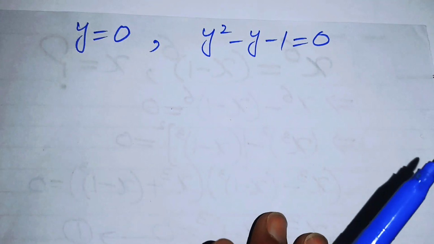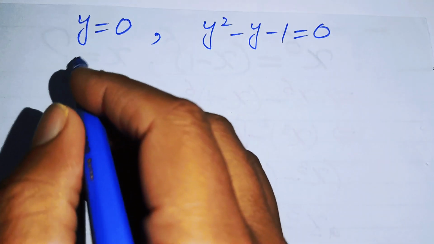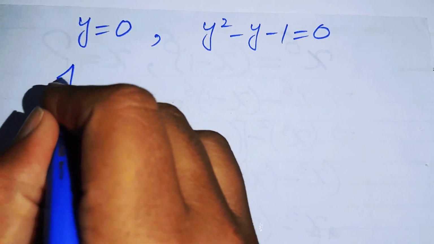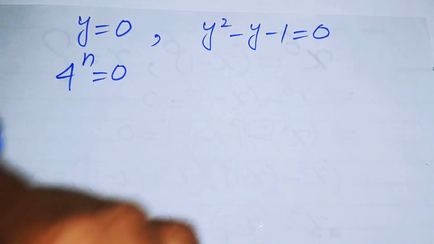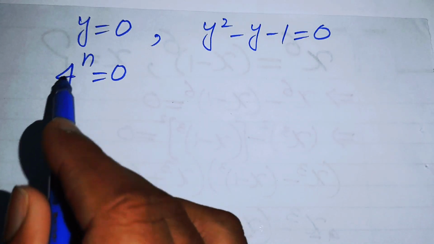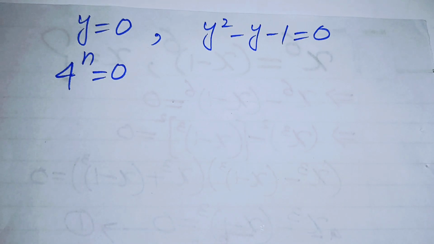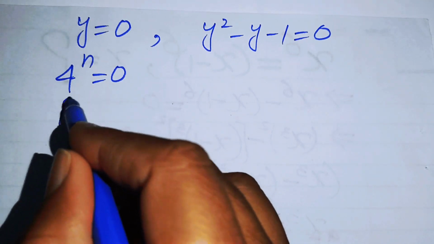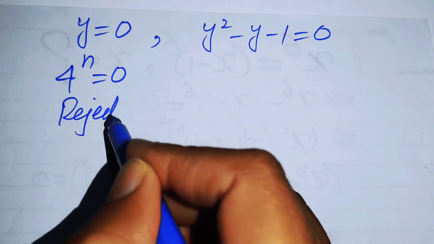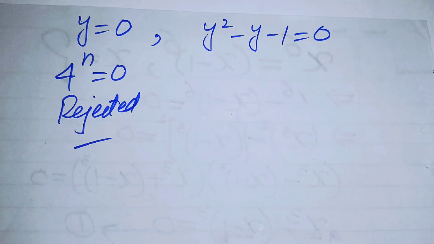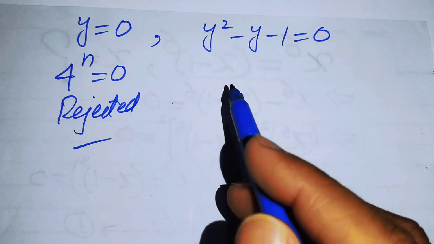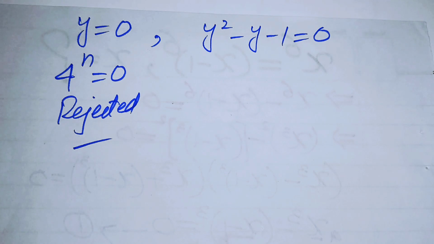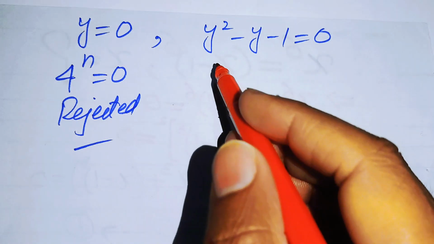Now first we discuss the first case, where we have 4 to the power of n equals 0. Here you see that the exponential function is always greater than 0, so it is not possible for an exponential function to equal 0. So we reject this case, and we proceed with the second case only.